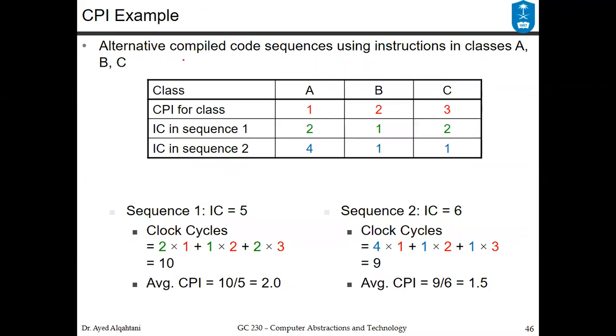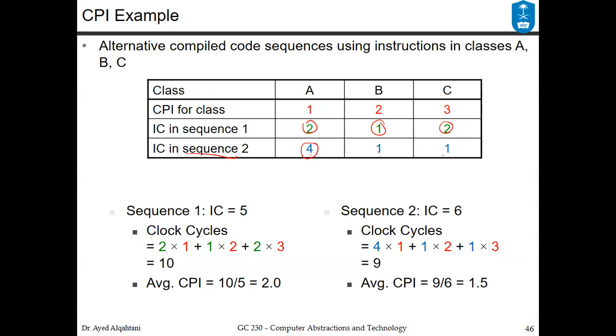You have a compiled code sequence using instructions in classes A, B, and C. So you have three classes. The CPI of class A instructions is 1. The CPI of class B is 2. And for C, the CPI is 3. Now, the instruction counts in two different programs. The first program we call sequence 1, and the second program we call sequence 2. For sequence 1, the instruction count for class A is 2, class B is 1, only one instruction, and for class C there are 2 instructions. In the other program, we have 4 instructions of A, 1 instruction of B, and 1 instruction of C.